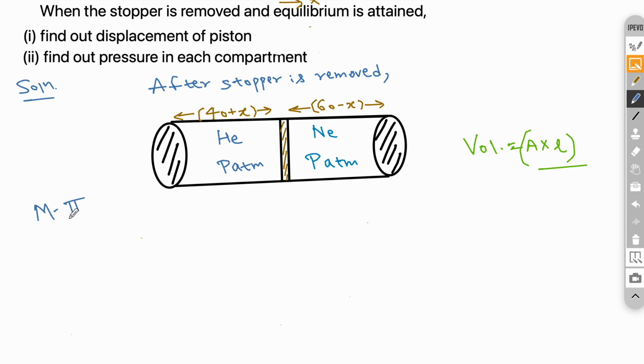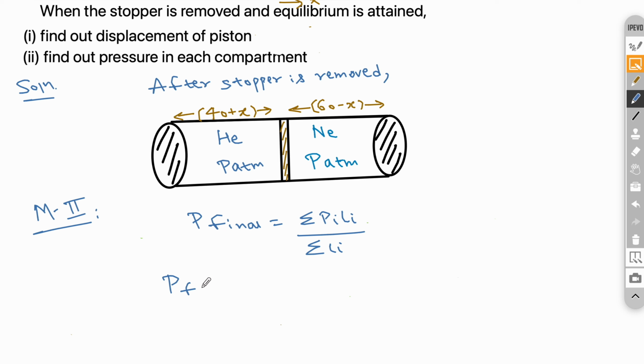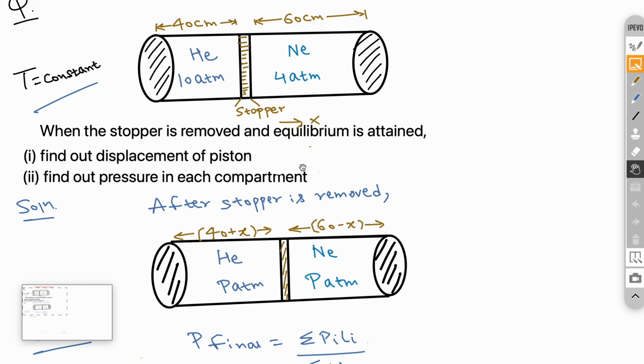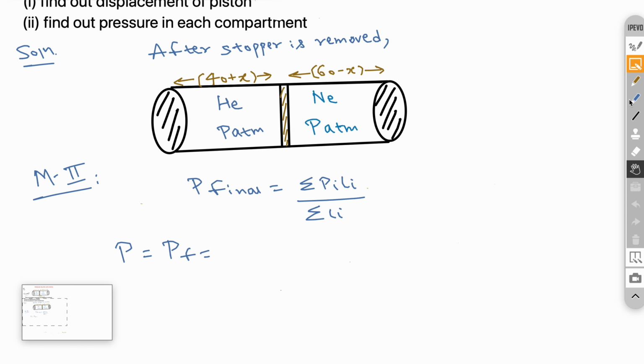Now we'll discuss a second method to solve this problem, which will directly give us the final pressure. We'll write P final equals the summation of Pi Li divided by the summation of Li, where i represents the ith gas. Here it is helium and neon. So the final pressure equals the summation of Pi Li, which is the initial pressure and the length.